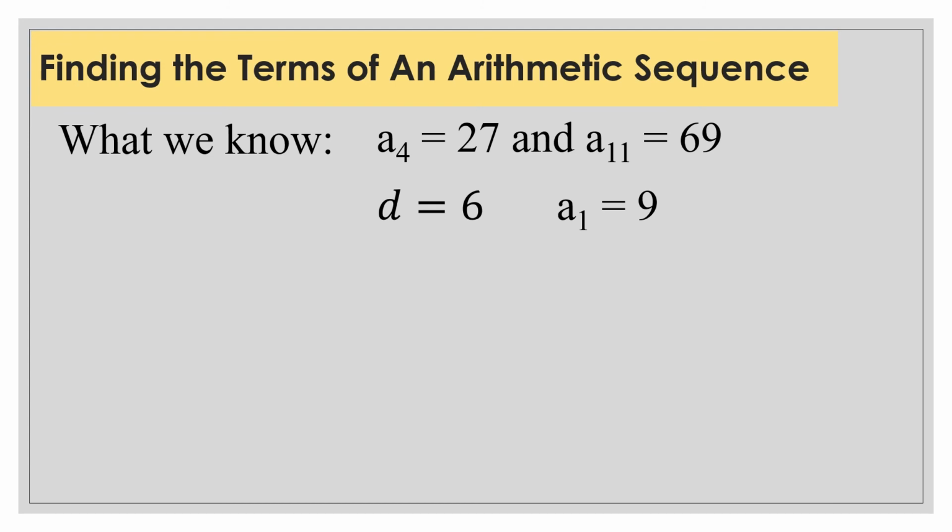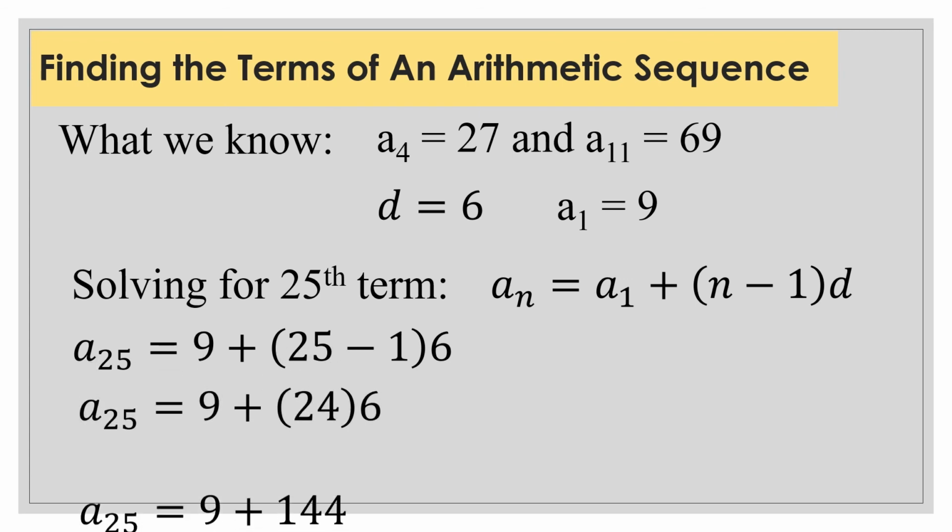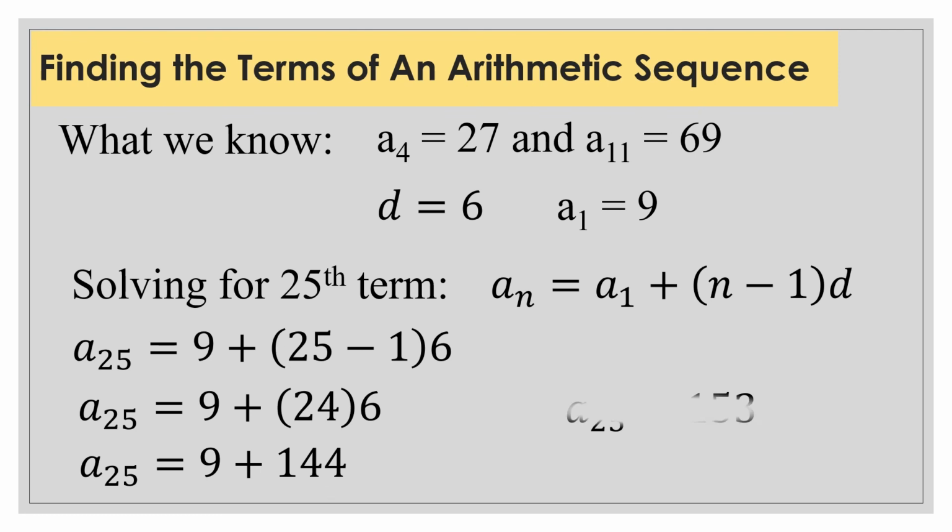Using the formula in finding the 25th term, we can now solve for the 25th term. Substituting the given values, simplifying the equation, we have now 153 as the 25th term.